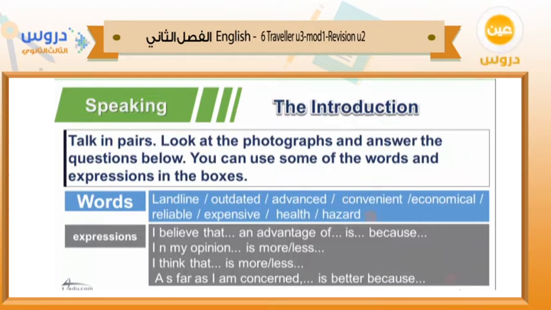If we talk in pairs and you have your teacher in the classroom, you've got some photographs on the board, so you look at the photographs and answer the questions below. You can use some of the words and expressions in the boxes. So we have words like landline, outdated, advanced, convenient, commercial or economical, reliable, expensive, health, and hazard. And here are some expressions you can start with: I believe that people really like to talk on cell phones because it has the advantage of a wireless service, or it is a mobile service, so you can walk anywhere, you can talk anywhere.